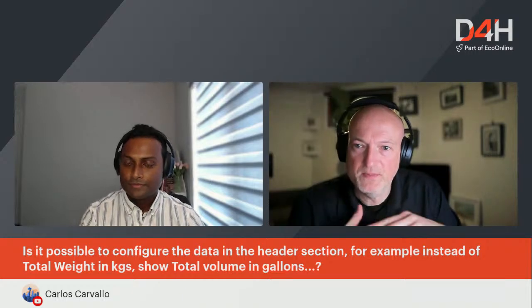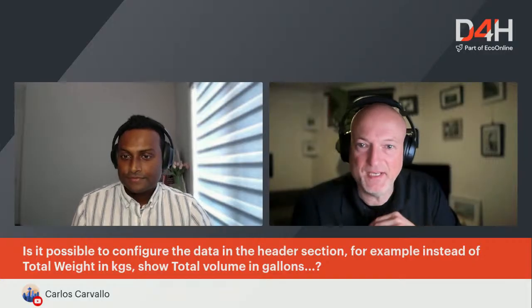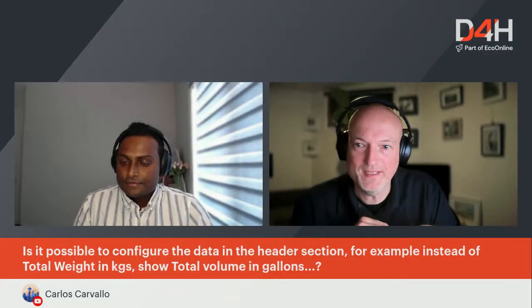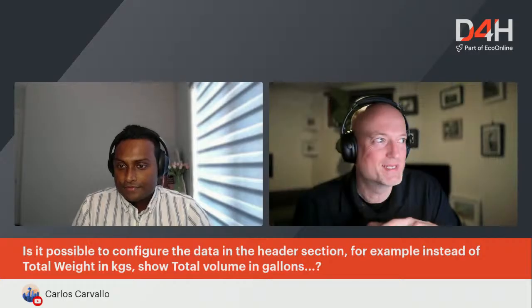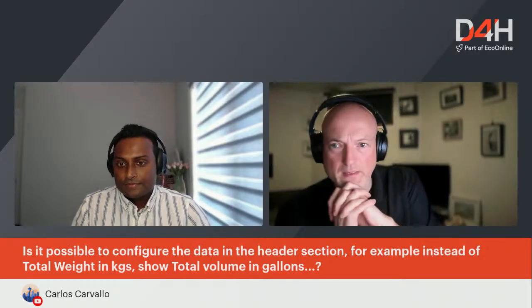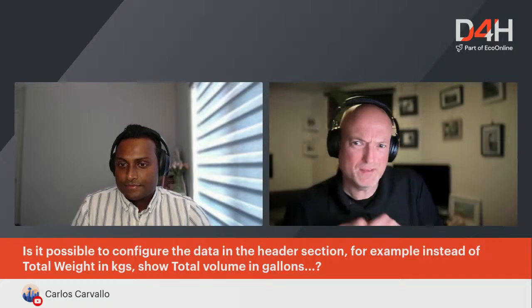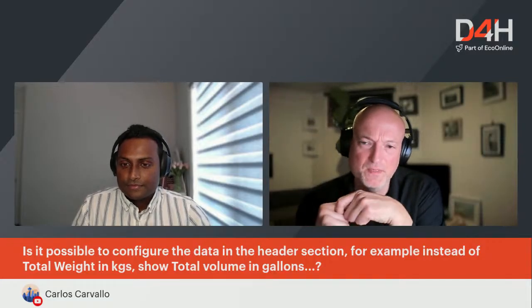So a question here, is it possible to configure the data in the header section? For example, instead of total weight in kilograms, show total volume in gallons. I can half answer this. I know it's definitely possible to change from kilograms to pounds, depending on whether you're imperial or metric. I don't believe gallons is an option, GP, is it?